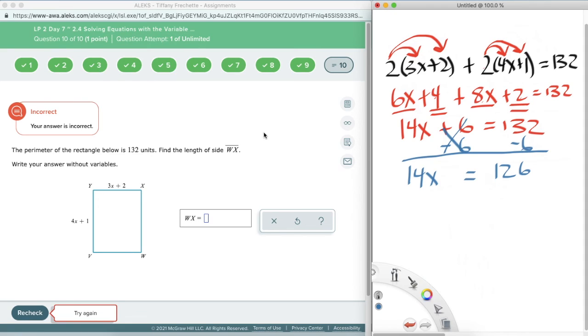Oops, what is going on? 132. Sorry, my device over here was kind of messing up.